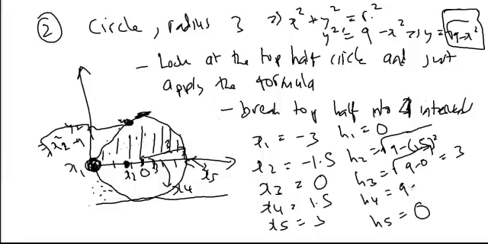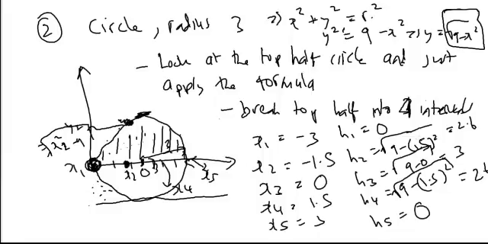This is, again, 9 minus 1.5 squared. So now we just work out what 9 minus 1.5 squared is, and then take its square root. So that comes out at 2.6, and that comes out at 2.6.